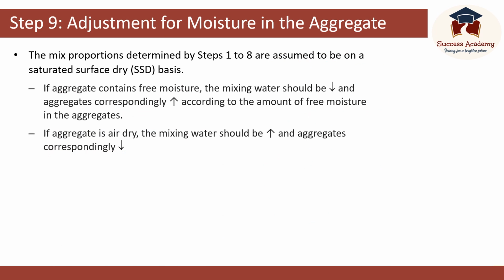Step 9 is adjustment for moisture in the aggregate. The mix proportions determined by steps 1 to 8 are assumed to be on the saturated surface dry condition. If aggregates contain free moisture, that means they have more water than the saturated surface dry condition, that additional water can contribute in the hydration process. So we have to reduce the mixing water content that we have calculated before, and we have to increase the amount of aggregates. If aggregate is air dried, that means aggregate has less water than saturated surface dry condition. So we need to increase the mixing water content which we have calculated before and reduce the aggregate amount correspondingly.